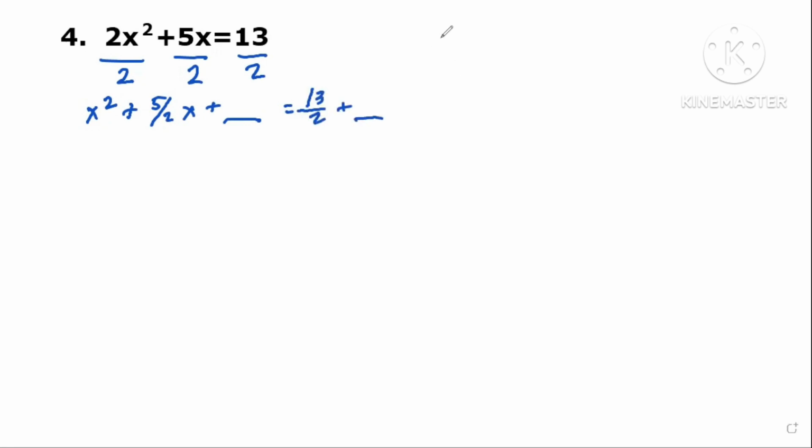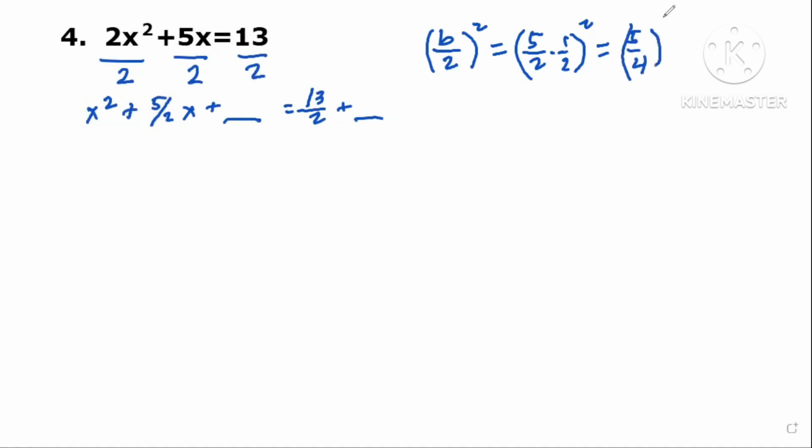Now, your b is a fraction, no? B is equal to 5 over 2. So, ang sabi ko, pagka fraction ang b, just multiply it by 1/2 instead of dividing by 2. So, we have 5 over 2 times 1/2 squared. So, that is equal to 5 over 4 squared or 25 over 16. So we have 25 over 16 here. So this is now a perfect square trinomial.